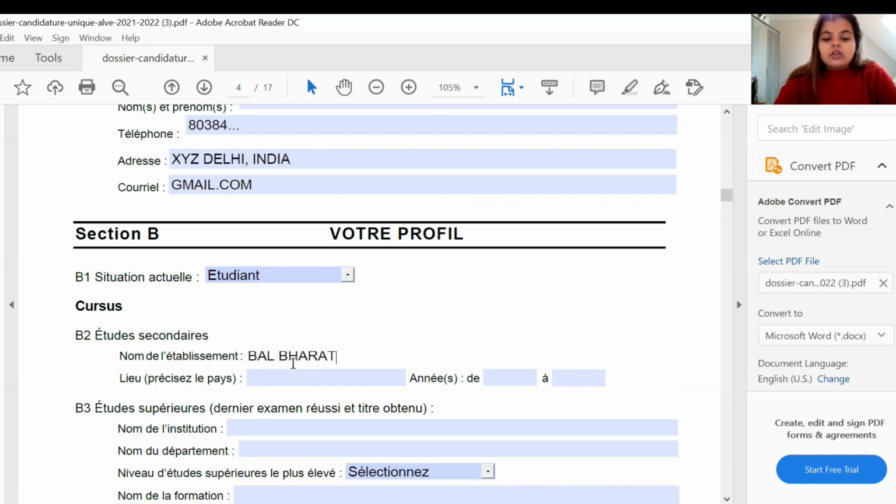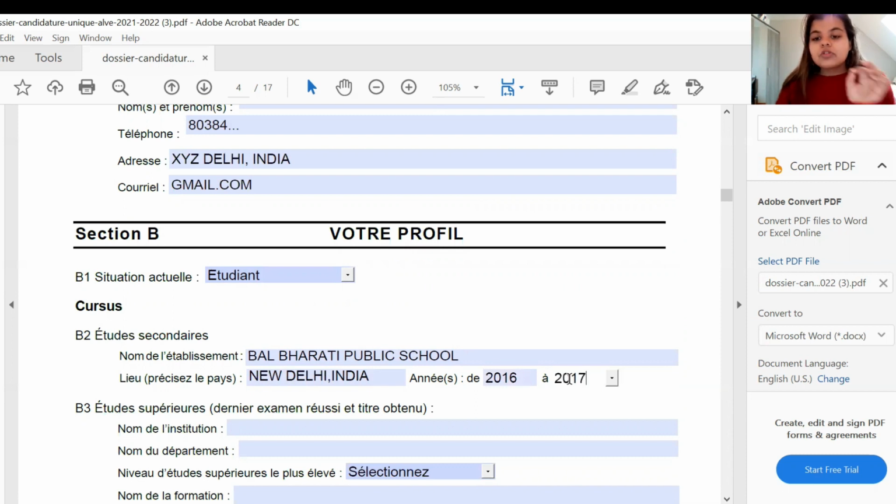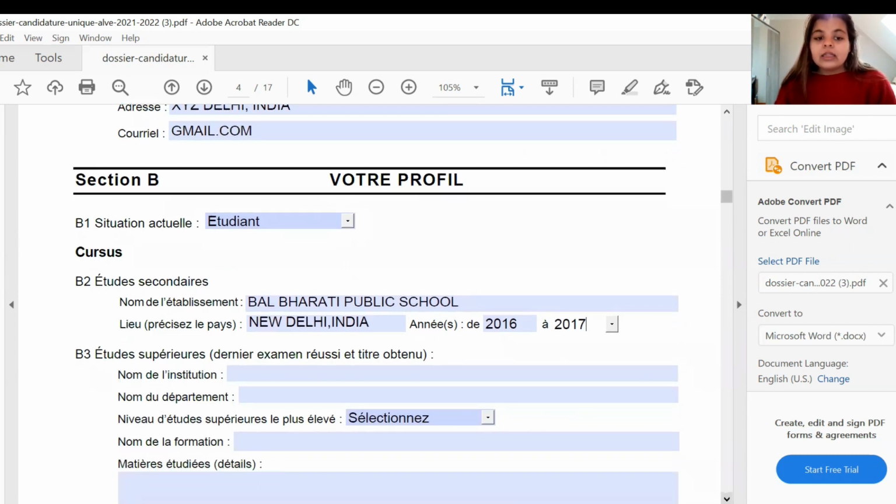So you are going to write the name of your school from where you have cleared it. Then you write the exact place, and then you write whatever was your year for your 12th class. Mine was 2016 to 17. You write yours accordingly. Then études supérieures means your higher studies.